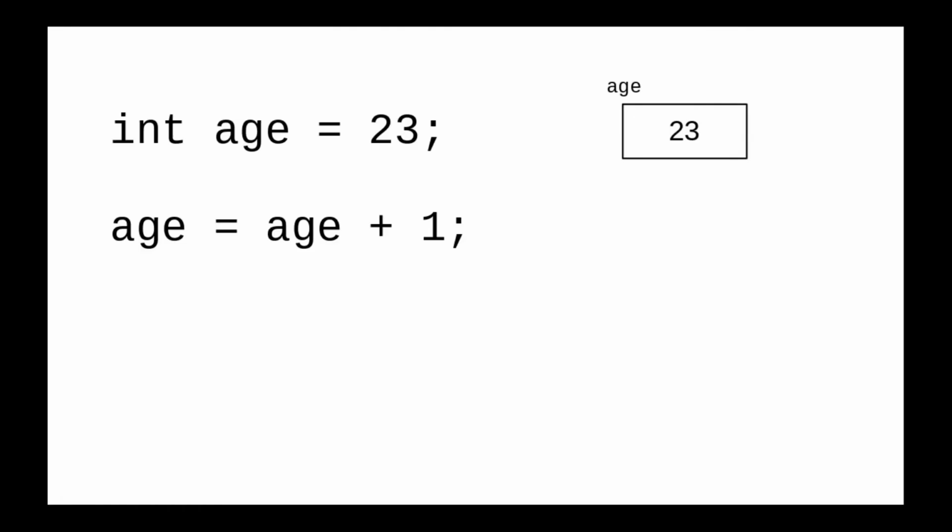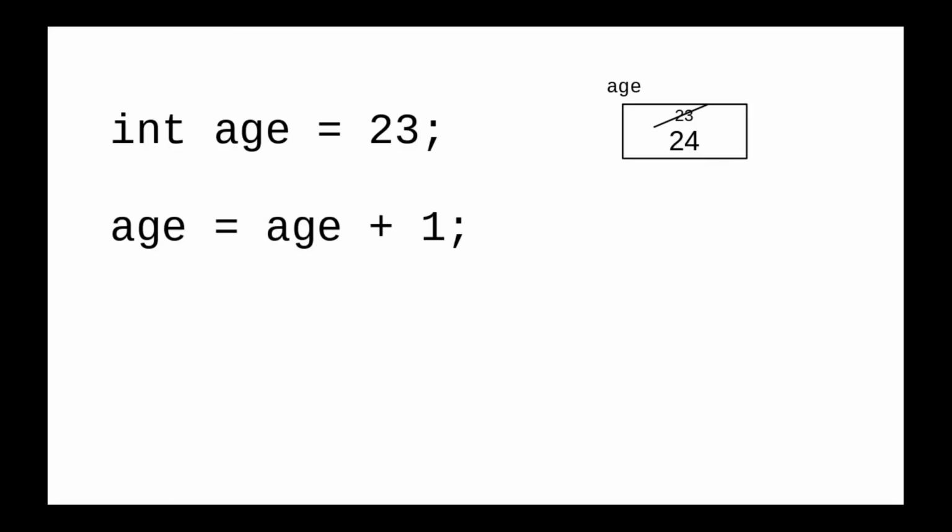Instead, you're going to follow the rule. When you see an equals sign, you're going to pull out a piece of scratch paper and figure out what's on the right-hand side. What's in age right now? It's 23. We take the 23, add 1, and the right-hand side works out to 24. Now and only now do I look at the left-hand side and say, who's getting that 24? The answer is age is getting that 24, so age gets 24 and the old value of 23 is replaced.